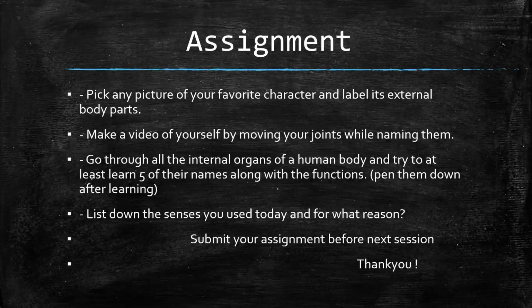So there's a small assignment for you. What you have to do is pick the picture of your favorite character and label the external body parts of it. It can be a character or it can be a picture of yourself. It's up to you. The second thing you have to do is make a video of yourself moving your joints while naming them. You can dance, you can run, you can do whatever you want, but you have to move your joints and you have to name them.